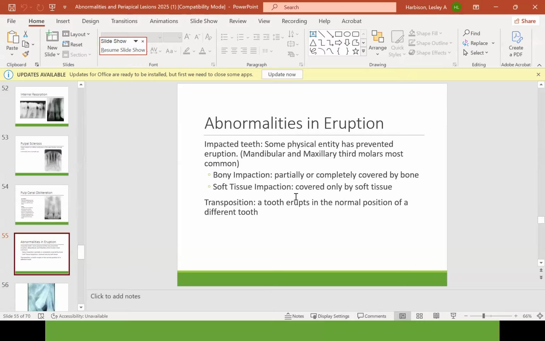The one that we like, the nice Dexter, that has that situation going on. Transposition: a tooth erupts in an abnormal position. So if all of a sudden a lateral or a canine comes in where the lateral is, that's transposition. So sometimes teeth go in the wrong place.